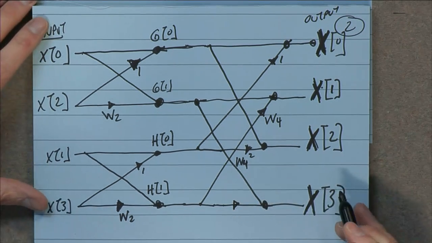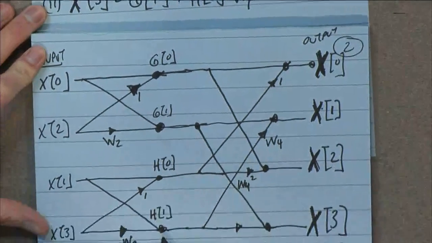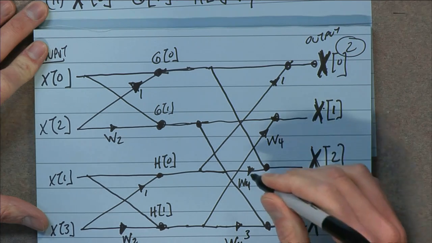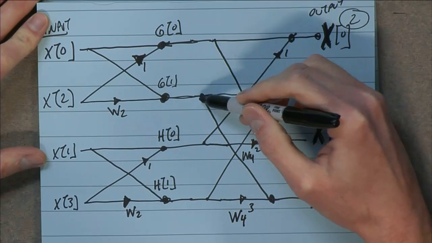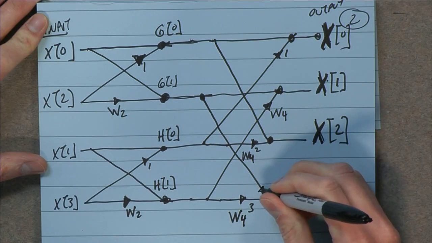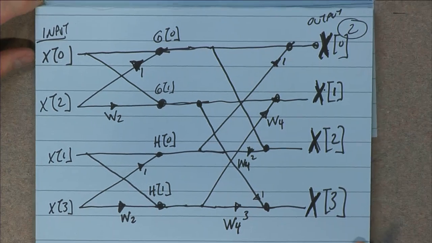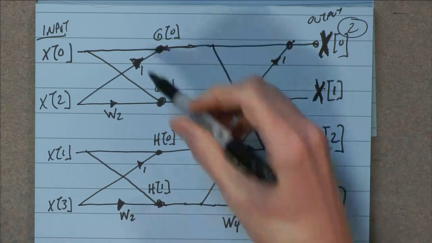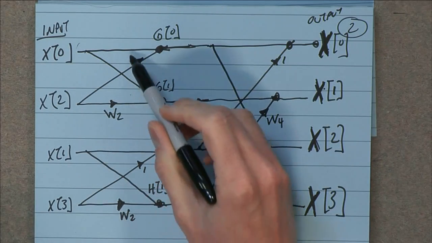So let's go back and look at x3. It's h1 times w4 cubed. So coming out of here I've got h1, so I want to put a w4 cubed, and I've got to add that to G1, so I drew a line from G1 down here, and that weight is just 1. So this is the famous DFT butterfly diagram, or FFT butterflies. And they call it butterflies obviously because of this nice looking pattern of the wings of the butterfly.